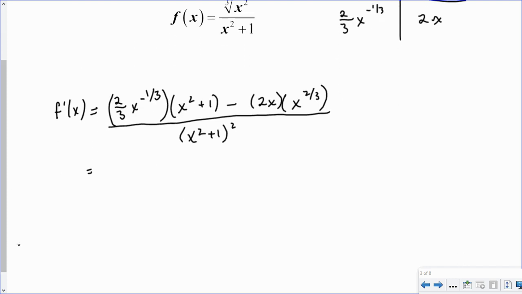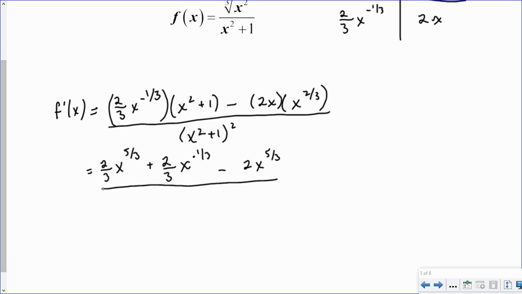Okay, let's try and get this going here. So 2/3 x squared. Okay, x squared as a rational with 3 in it is 6 over 3, so that'll be 2/3 x to the 5/3. Okay, plus 2/3 x to the negative 1/3. Okay, and then a minus. There's another 2x to the 5/3, all over.